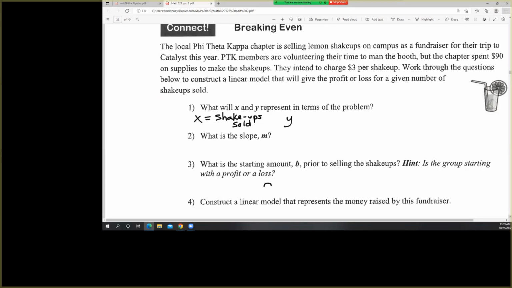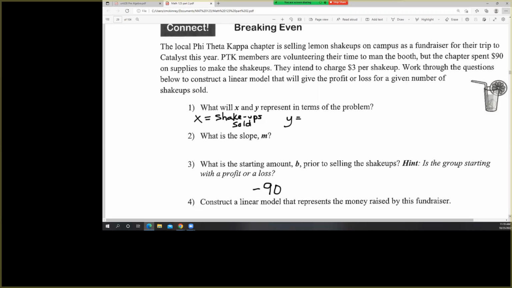That 90. So 90 is the B, but are they starting with a profit or loss? Okay, so they're starting with a loss, right? Like if they don't sell any, so we would want to make our B negative 90. So what is our Y? If X is the number of shakeups they're selling, what is the Y then?